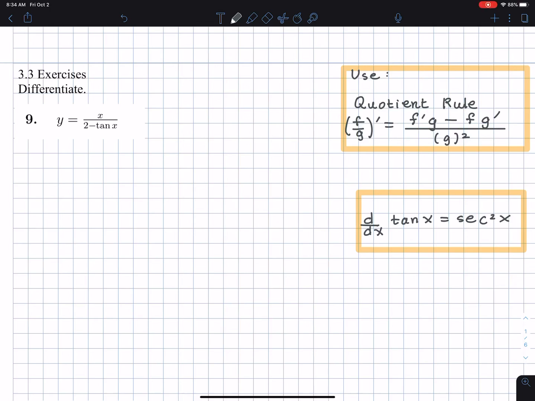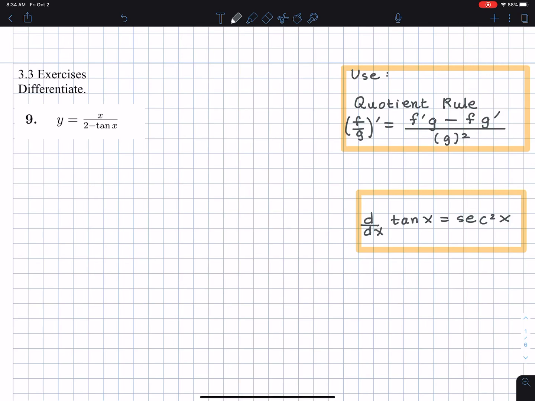In this video, we use the quotient rule to find the derivative of a quotient, which means a fractional expression. The numerator is x of this function. The denominator is 2 minus tan x. We use the quotient rule, which says that (f divided by g)' is f' g minus f g' divided by g squared.